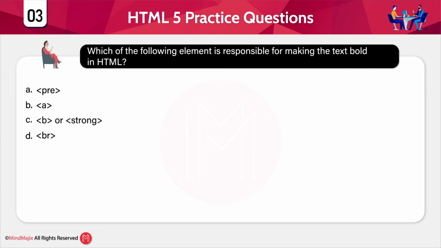A is what? The anchor tag, which is used to create hyperlinks. Hyperlinks allow the end users to navigate from one web page to another web page. The pre tag allows us to display the text in the exact format in which we write it. C is the correct answer, guys. It makes the given text be displayed in bold format, or the strong tag also we can use.